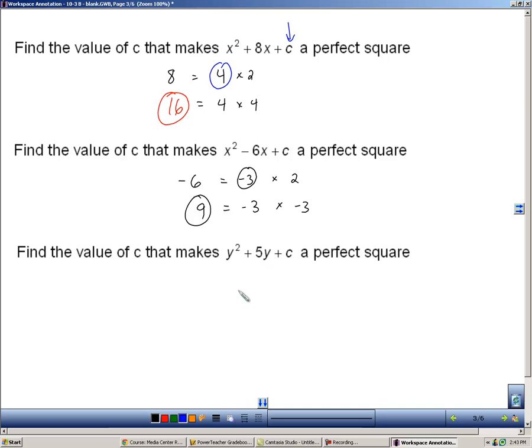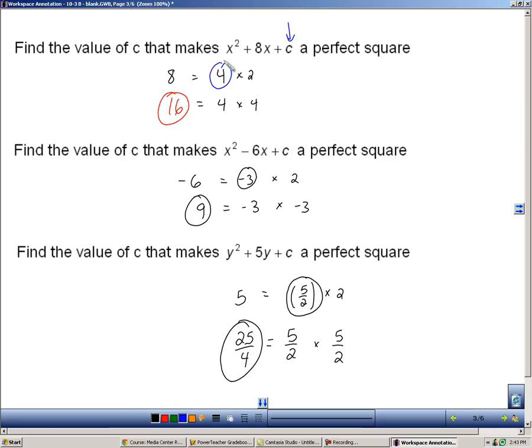Here I have a 5. How do I create a 5 by multiplying by 2? What can I multiply by 2 to create a 5? Well, the answer is 5 halves, because I could cancel the 2 and the 2, and that would give me a 5. So this is the number that I want, but I'm going to square it. I'm going to multiply 5 halves times 5 halves, which would give me 25 fourths. That is the c value that I'm looking for.